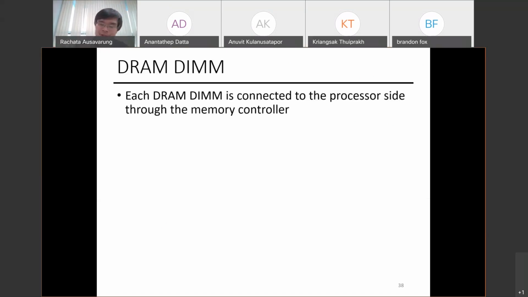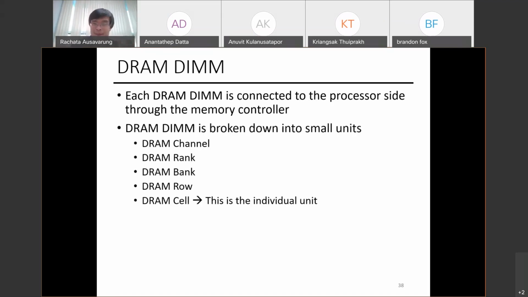So DRAM, the unit, that DRAM stick that we buy, I'm not sure how we call that in Thai. I'm not even sure how a lot of people call it in English, actually. Like a unit of DRAM that you buy, that stick thing. The official name is DIMM, Dual Inline Memory Module. The DRAM DIMM is connected to the processor side through the memory controller. I'm not going to enforce you to call it DRAM DIMM, but I just want to make sure whenever I say the word DRAM DIMM, you know what I mean, because I'm so used to that word. It's that memory stick that you buy.